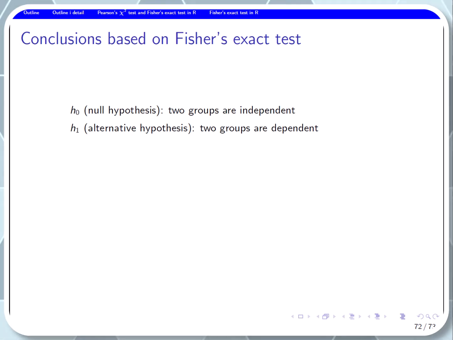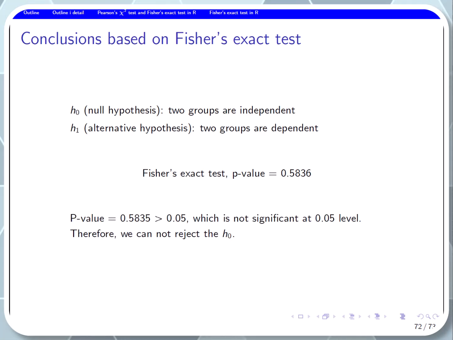Null hypothesis: two groups are independent, or proportions of influenza are the same between the vaccine group and the placebo group. Alternative hypothesis: two groups are dependent, or proportions of influenza are different between the vaccine group and the placebo group. P-value is 0.5836. Because the p-value is larger than 0.05, it is not significant at the 0.05 level. Therefore, we cannot reject the null hypothesis.